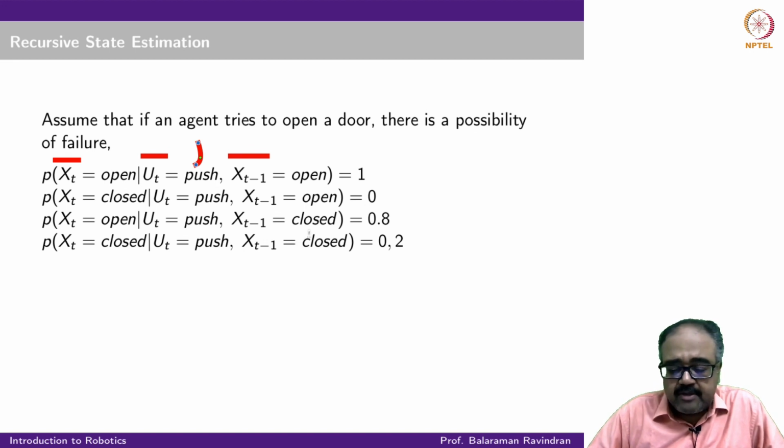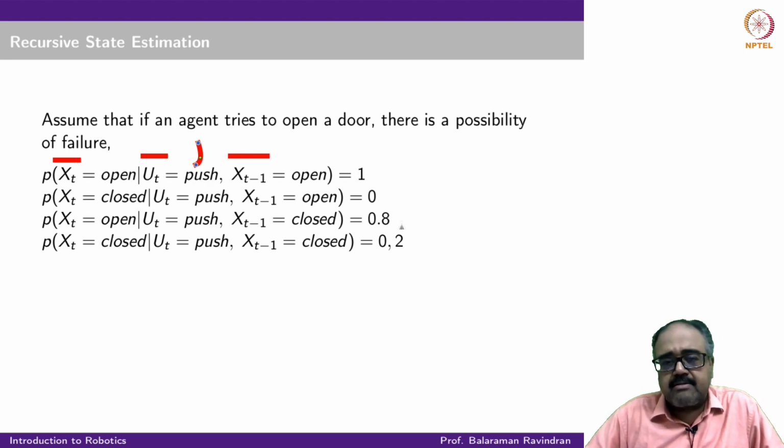Now look at the other case. If the door originally is closed and I push and the door opens, I have a probability of 0.8, right? This is a fairly reliable action. But if the door is closed and I push, there's a small chance of 0.2 that the door could remain closed. The door could be stuck, you are not pushing with enough pressure, or it could be some other source of noise that the door remains closed even when I actually try to push the door open.